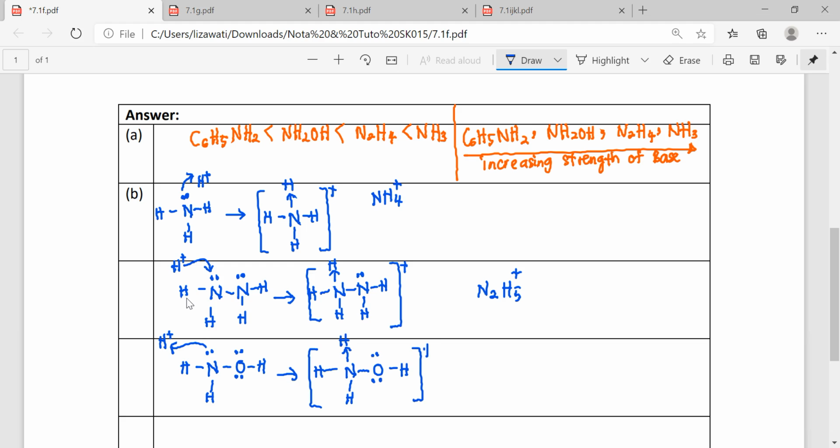And the charge here becomes positive. And you can write the formula NH3OH plus. Why NH3? Because we have 1, 2, 3 hydrogens and OH, and the charge now becomes positive.